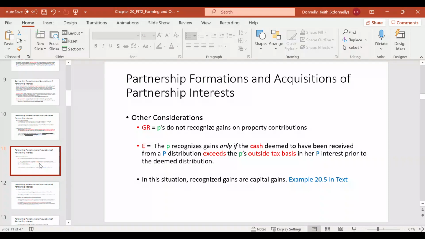Moving on here, partners are generally not going to recognize gains on property contributions. We said you kick the can, you defer the gain. Interestingly, this is kind of counterintuitive, but partners can recognize gains if the cash deemed to have been received from a partnership distribution, so it's not real cash, exceeds the partner's outside tax basis in the partnership before the deemed distribution. Here we're going to have capital gains.